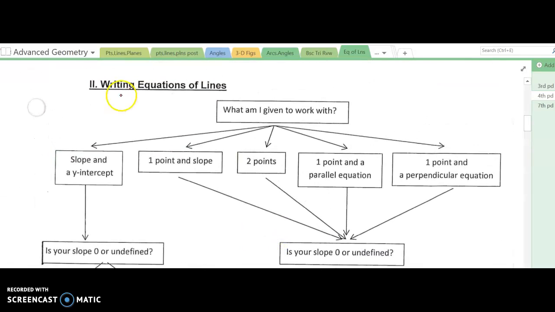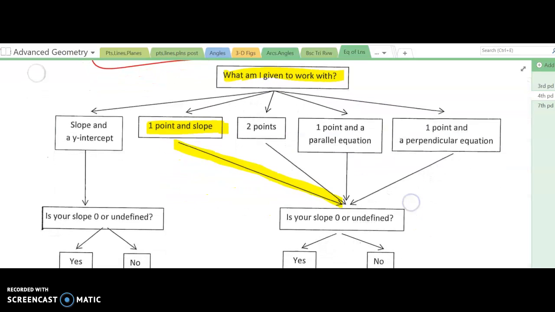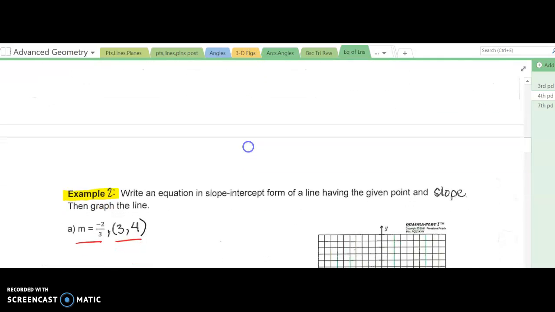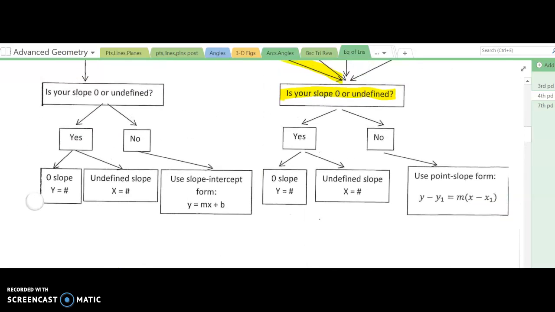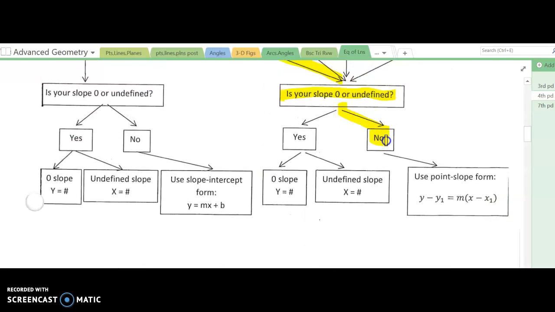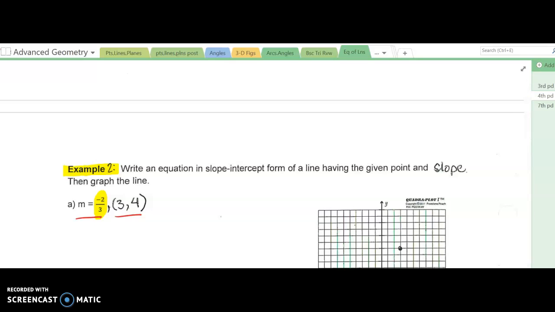And if I'm going to write an equation of a line, what am I given to work with? I am given a point and a slope. So I'm going to follow the flowchart this way. This is going to tell me how to proceed. Is my slope 0 or undefined? Well, no, actually it was -2/3. So no, going to follow the no path, and then that would indicate that to write the equation of my line, I need to start with point-slope form. So that's what we're going to do.